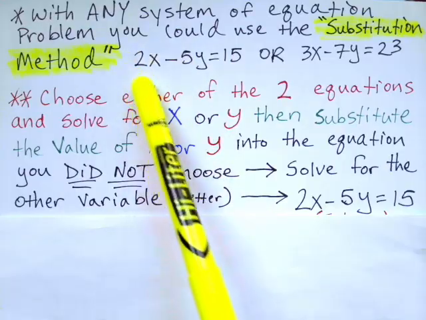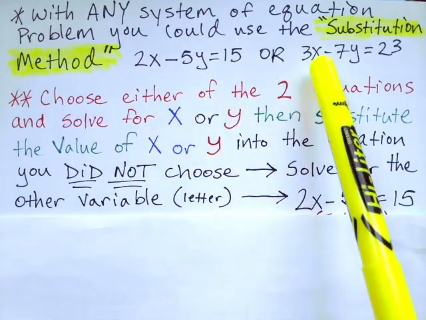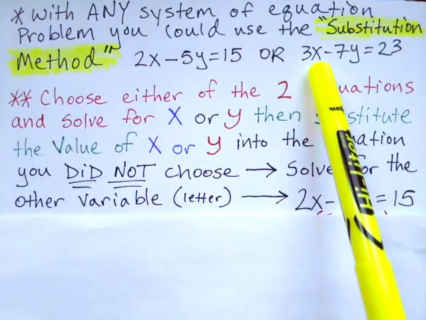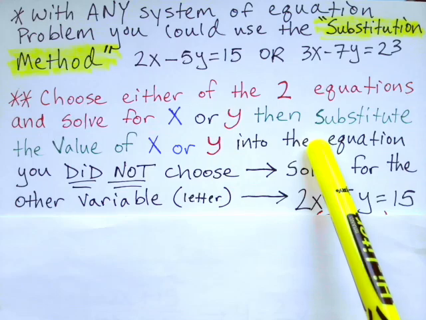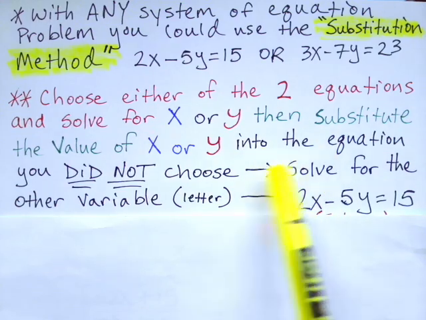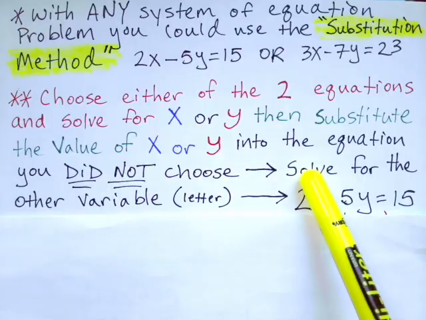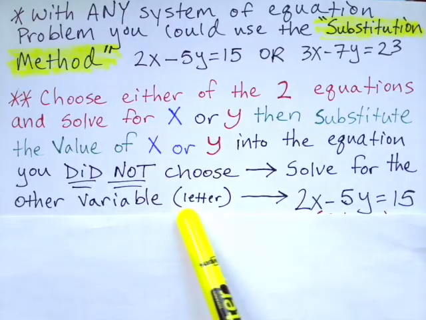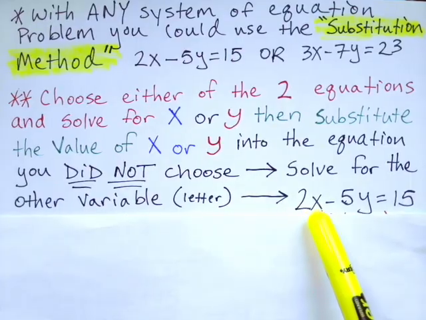So if I choose this equation here to solve for x, whatever x equals, I substitute for x, I simplify, and I solve for y in the other equation, right? So into the equation that you did not originally choose, solve for the other variable. That's just a fancy way of saying letter. So I'm going to show you this.